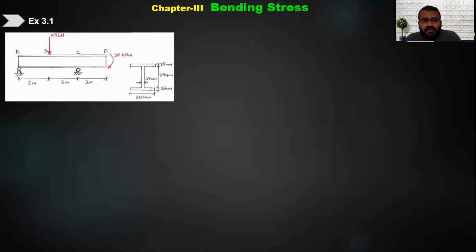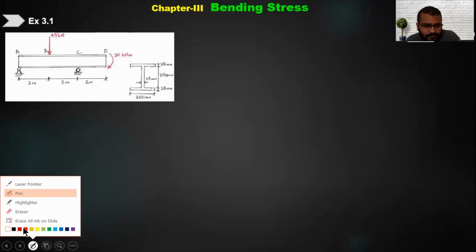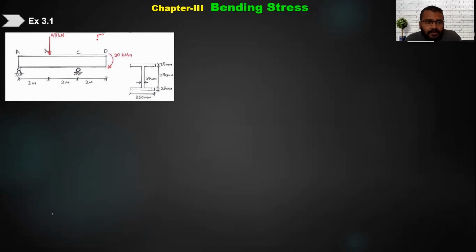They are asking us to find out how much will be the maximum bending stress in this particular material. What is the question here? Find the maximum bending stress.